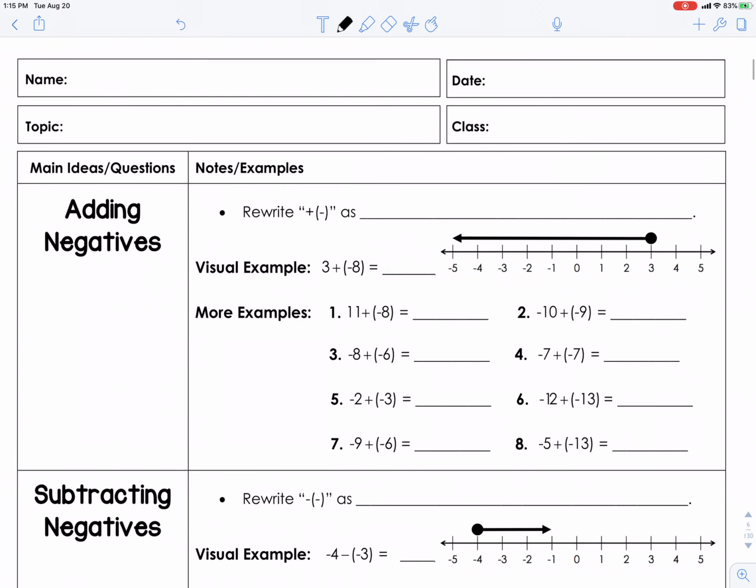Okay, this is lesson 2, adding negatives. This should be the second sheet in your notes. Make sure you have the right set of notes, and remember, you can always rewind this video and go back. You can pause it. You can do whatever you need to do if you miss something. Don't be afraid to pause at any time and rewind it if you don't understand something.